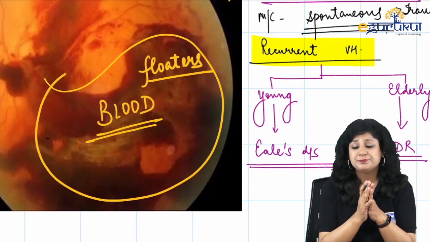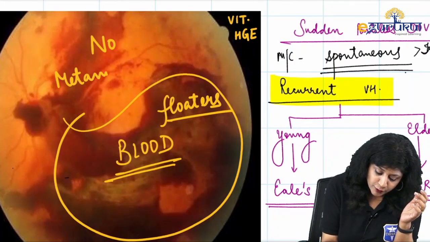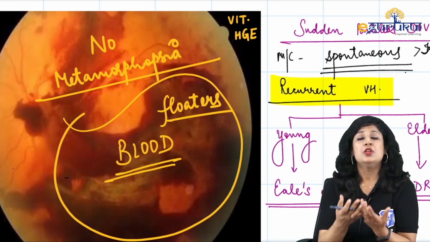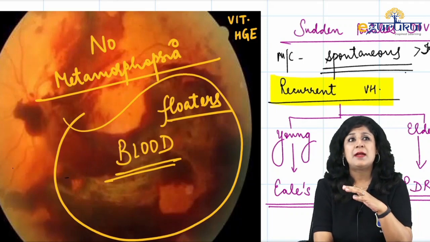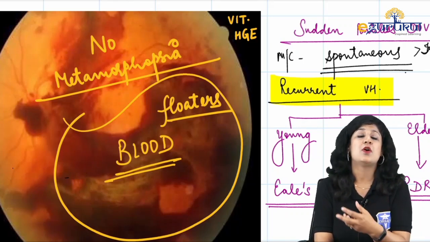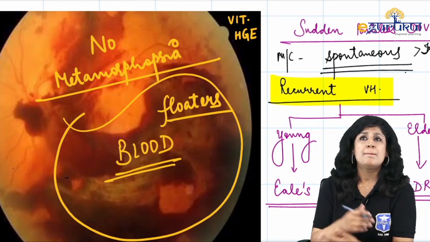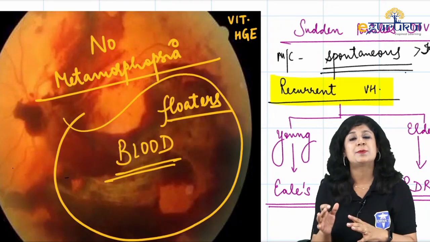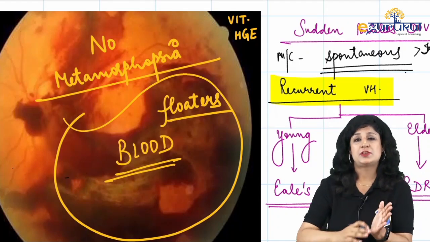Another important thing is that there will be no metamorphopsia. Now, what do you mean by metamorphopsia? Means distorted images. Metamorphopsia actually is a feature of macular lesions. So when I am thinking about CSR or CME or a macular hole or macular degeneration, I will think about metamorphopsia. But if I am not thinking about some macular pathology and I am thinking about some vitreous pathology, I do have the floaters, but I will not have the metamorphopsia. So again, you can get a question of the all except type.